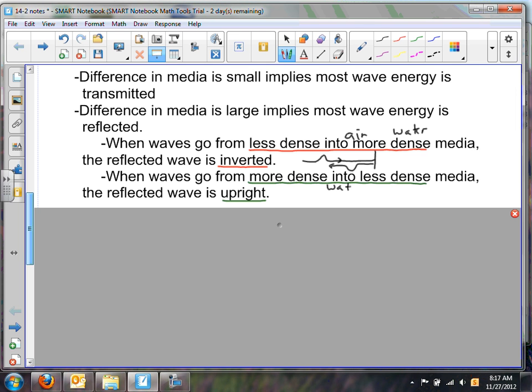If, however, we go the opposite from water into air, and the wave is like this, there's still a large difference, which implies most energy is reflected, but it's going to be reflected different. It's going to come back the same way that it left.